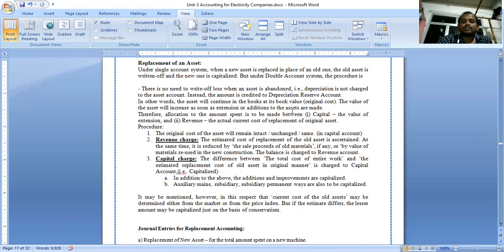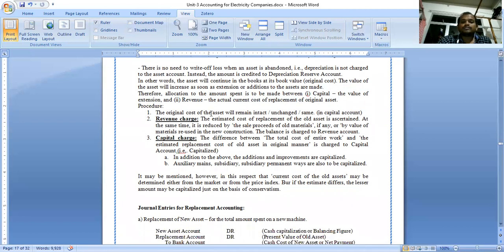So the value of extension is the capital, and the actual current cost of replacement of the original asset is the revenue charge. So how to evaluate the capital charge and how to evaluate the revenue charge? See, the original cost of the asset will remain unchanged. As I told, in the capital account we are not going to reduce the amount with the depreciation. So it is unchanged.